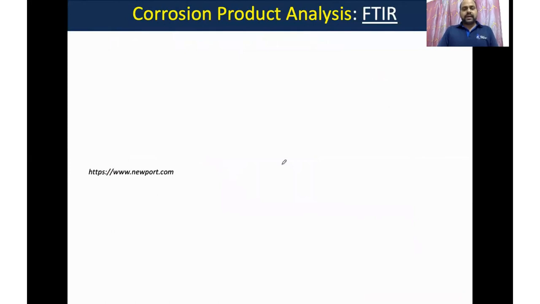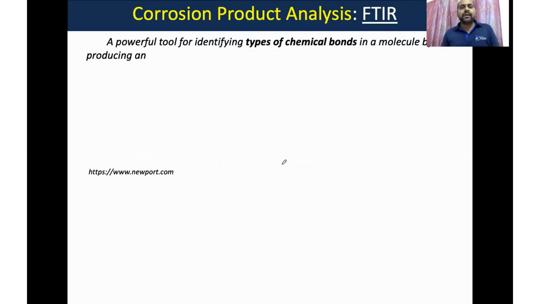Now let's move to the next technique, which is FTIR. FTIR is a very powerful tool to identify what kind of chemical bonding is present.